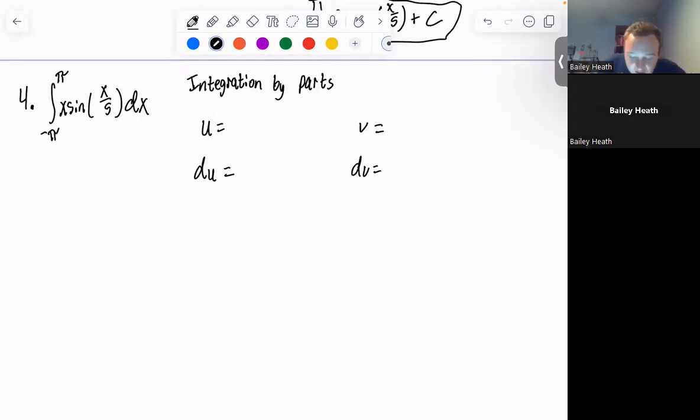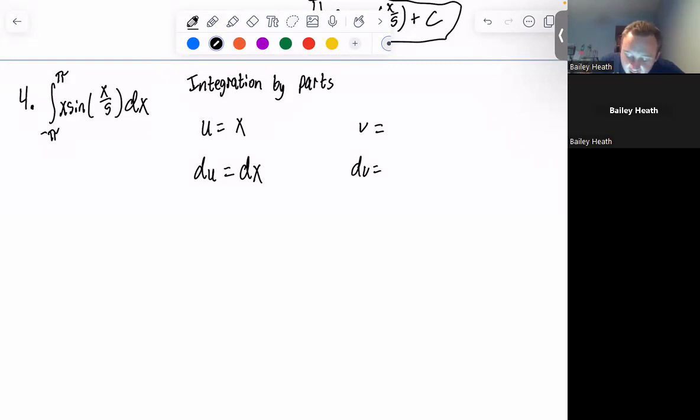So the two choices basically are I have x and I have sine of x over 5, right? I have these two pieces. One of those is going to have to be my u, and one of them is going to have to be my dv. I am going to choose x to be my u, and that is because I know that if I take the derivative of x, I just get a constant. The derivative of x is just 1, right?